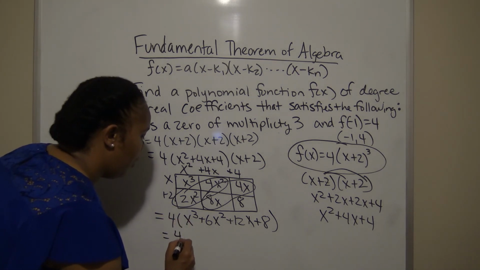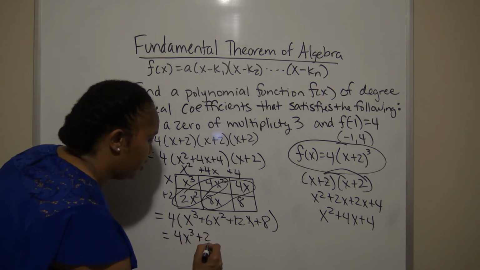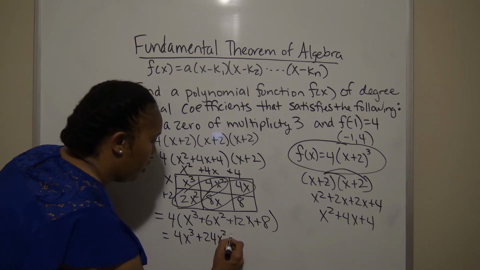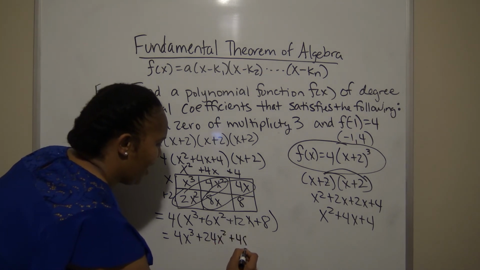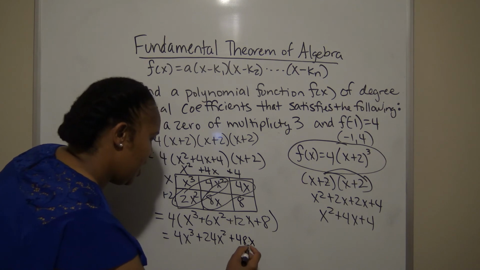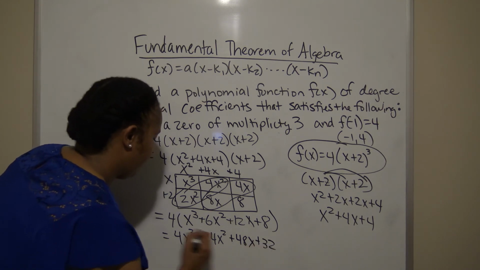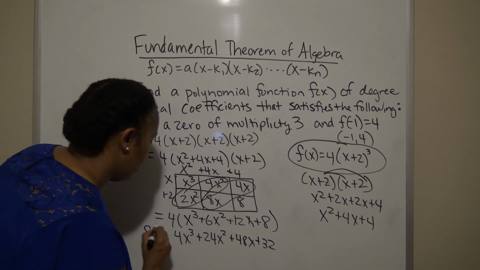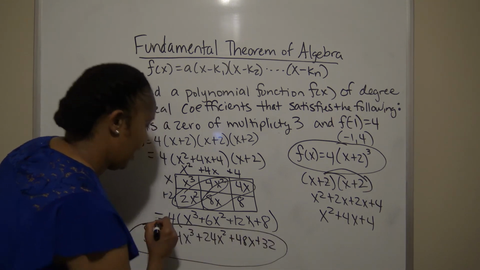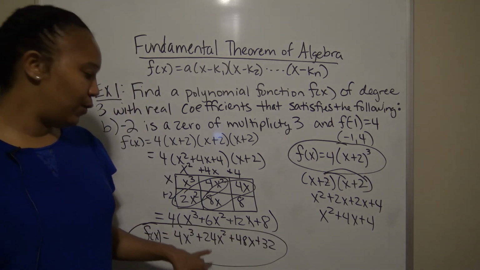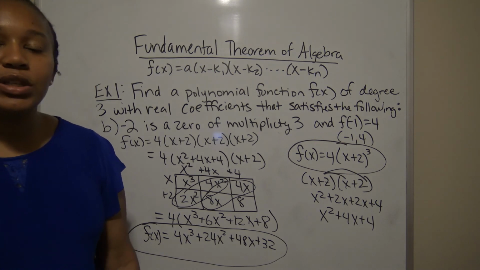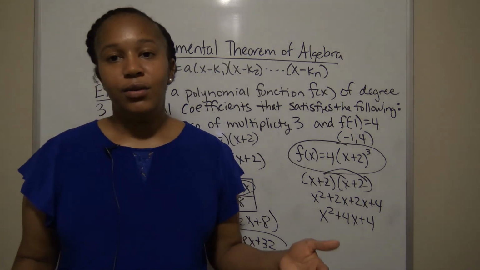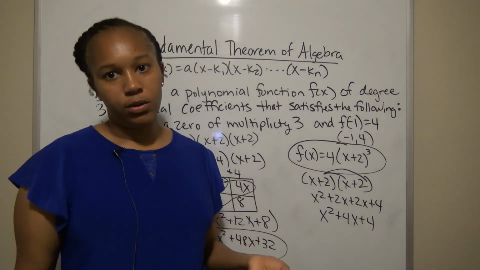So you would get 4x to the third plus 24x squared plus 48x plus 32. That's what your function will be equal to multiplied out. 4x to the third plus 24x squared plus 48x plus 32. Hopefully you get the steps of how I walk through those.